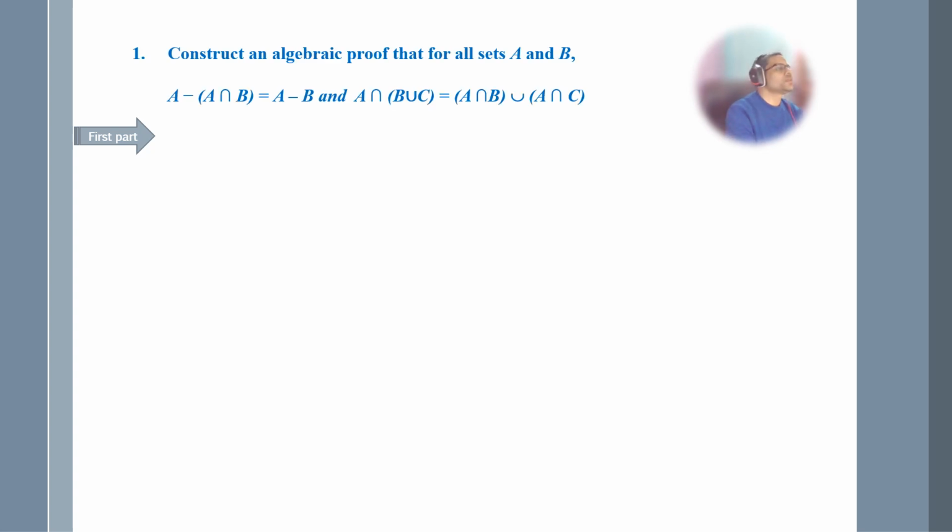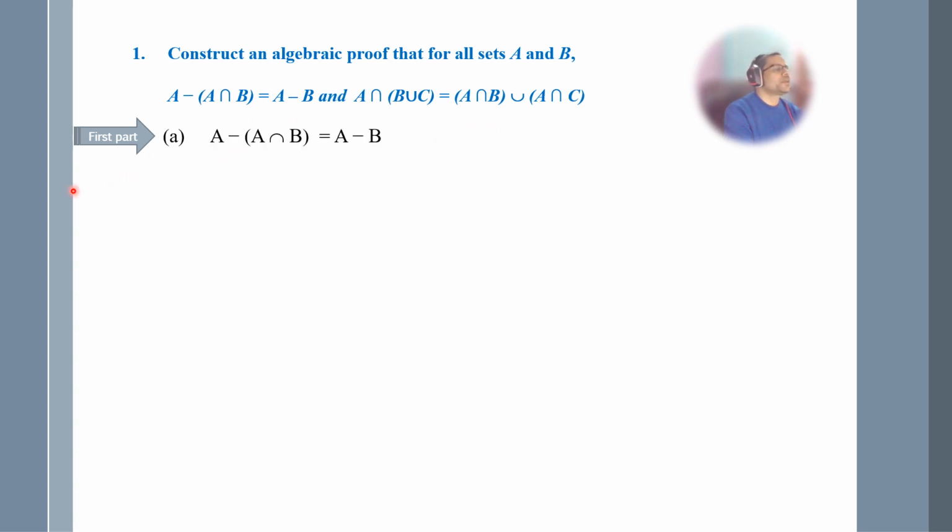The first question is: construct an algebraic proof that for all sets A and B, A minus A intersection B equals A minus B, and A intersection (B union C) equals (A intersection B) union (A intersection C). There are 2 parts in this question, and let me prove the first part.